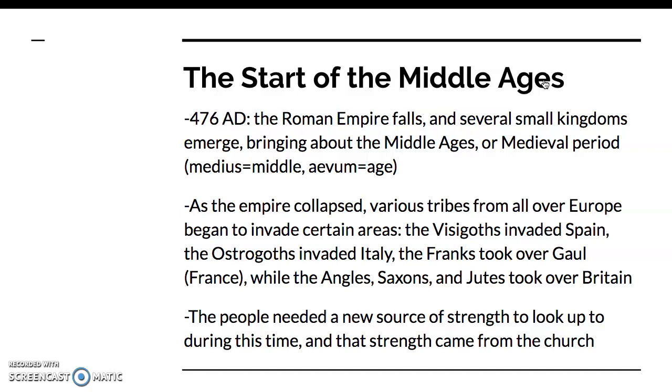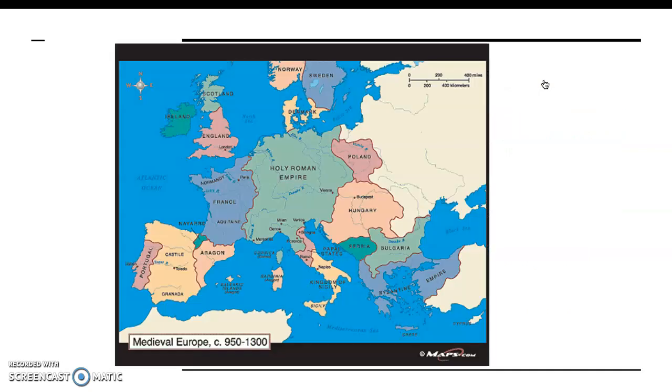The people needed a new source of strength to look up to during this time because the emperors and the Caesars, the Roman Empire, are no longer there. And that strength is going to come from one of the last remnants of the Roman Empire, the Roman Catholic Church. So this is kind of what medieval Europe looked like about 500 years after the fall of the Roman Empire, split up.